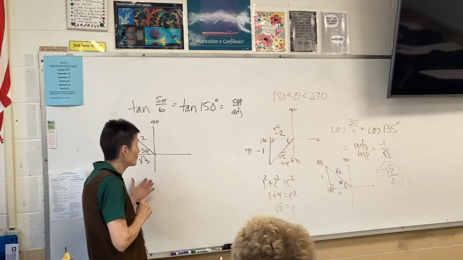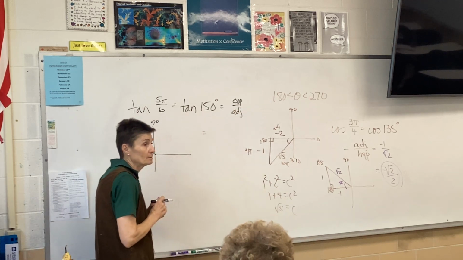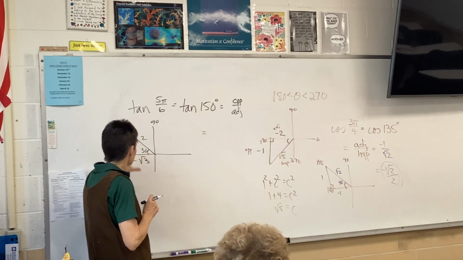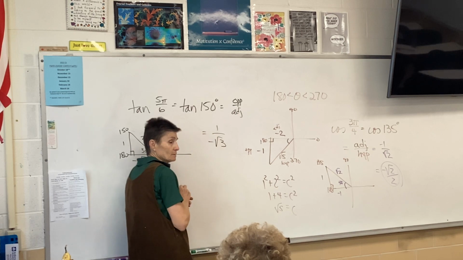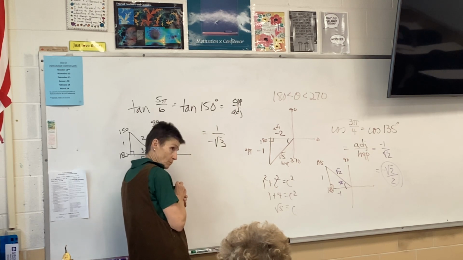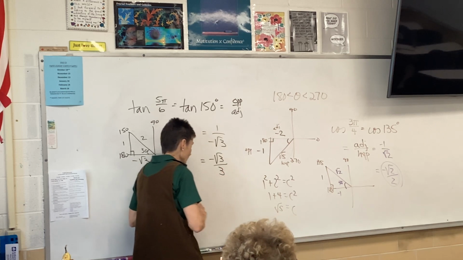And now I can answer the question. Tangent is opposite over adjacent. Opposite over adjacent. Did you get 1 over -√3? And if you want to get full credit for that, you're going to rationalize it and make it -√3 over 3.